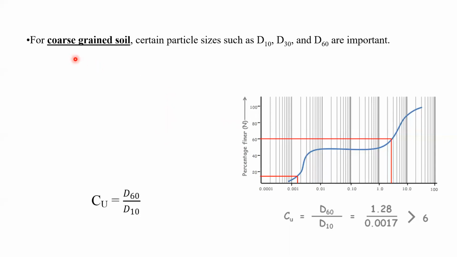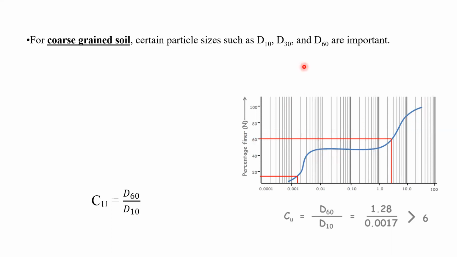These three terms for coarse grain soil, D10, D30, and D60, are very important. We are going to take these values from the graphs. As you have already seen in the table in the previous slides, the percent finer and the size of the particles are used to draw the graphs. Once we have drawn the graph, suppose this is the graph we have drawn.